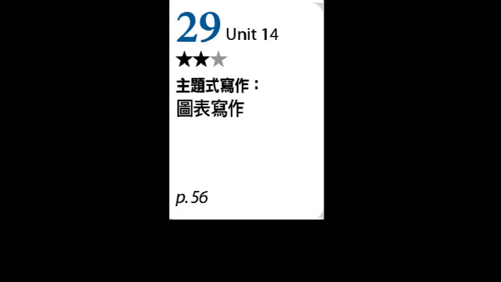And here's our example essay. The title is The Stressful Life of a High School Student. Of course, life can be stressful from time to time. This bar chart illustrates or shows us the primary sources of stress among high school students in Taiwan.